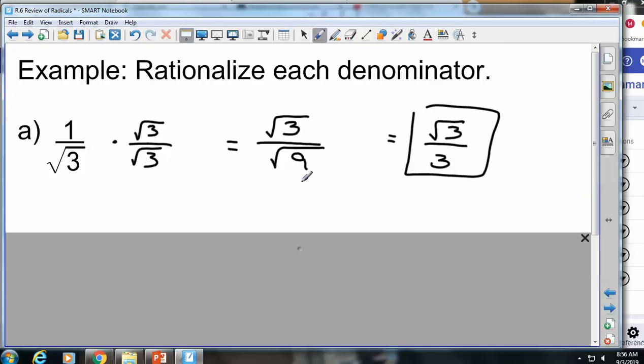Now, some of you may be able to skip writing this middle step. If you know that radical 3 times radical 3 is just going to be a plain 3, that's fine. You can jump there. But I would appreciate you showing me what you're multiplying by on the top and bottom for now. Is that one all right?